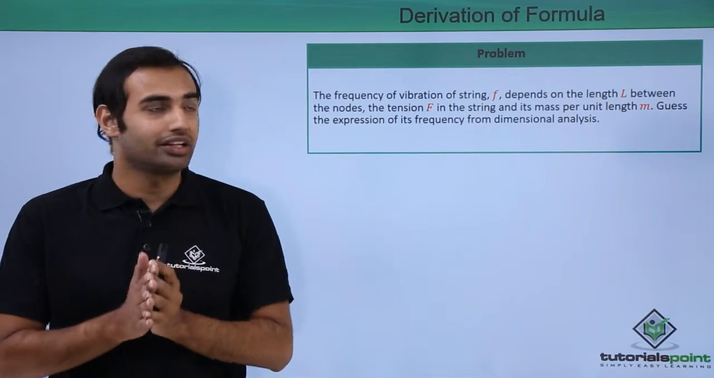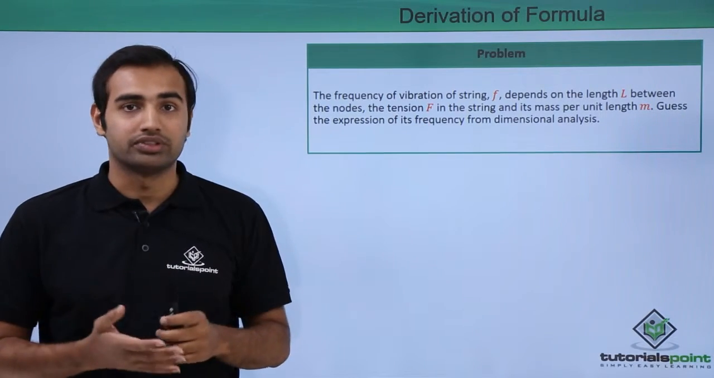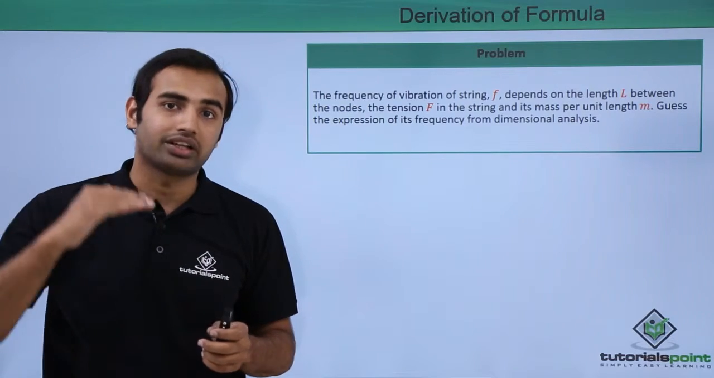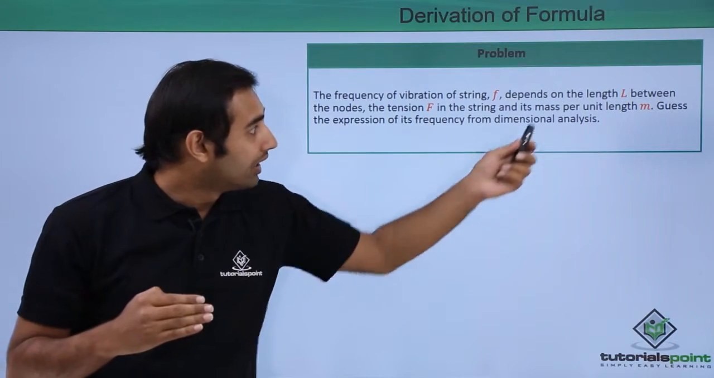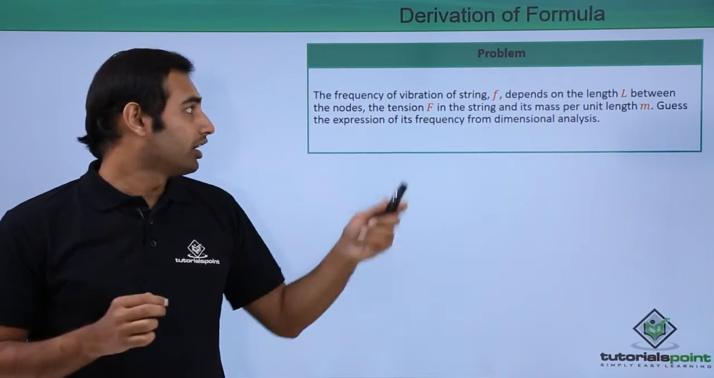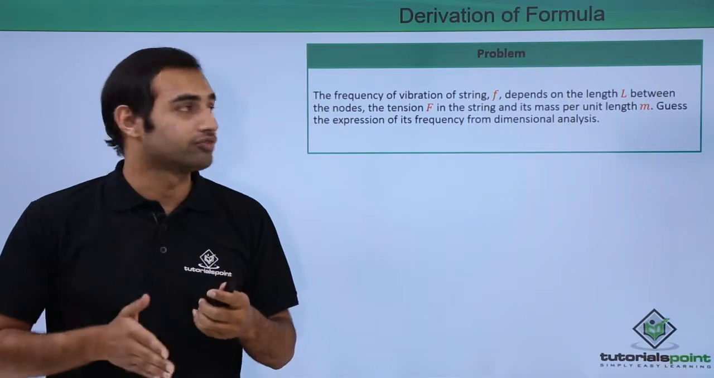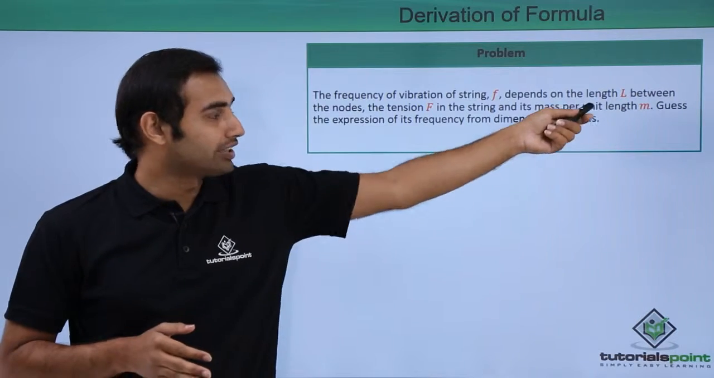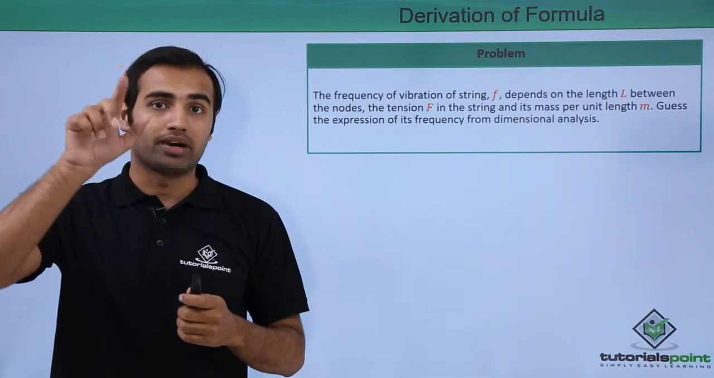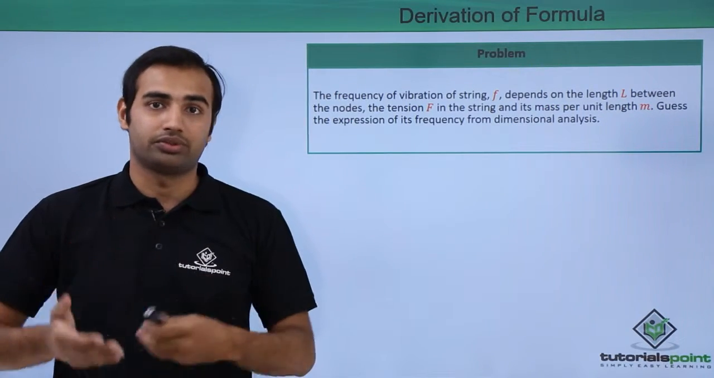Now here we must understand that f is the frequency which has a formula of 1 upon time period. Now L represents the length of the string, tension F is the force, so it has the dimensions of force, and mass per unit length small m will have dimensions of mass upon length because it's mass per unit length.